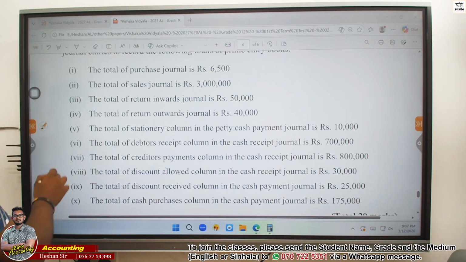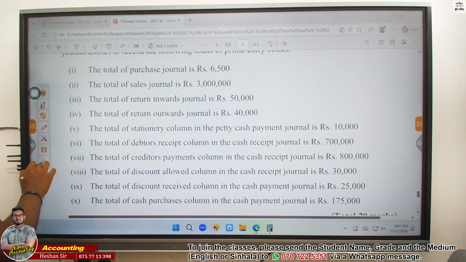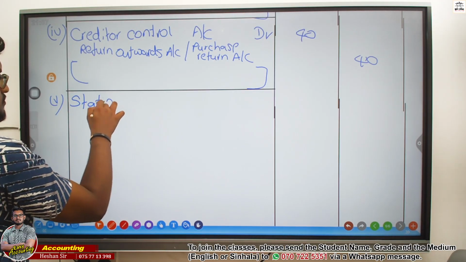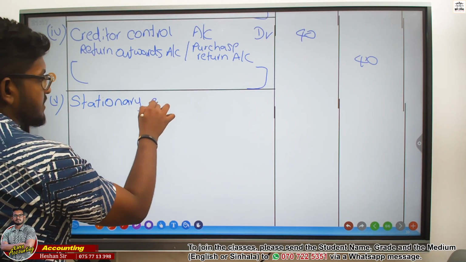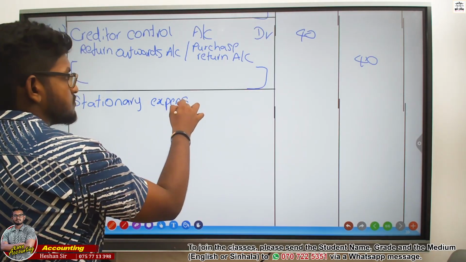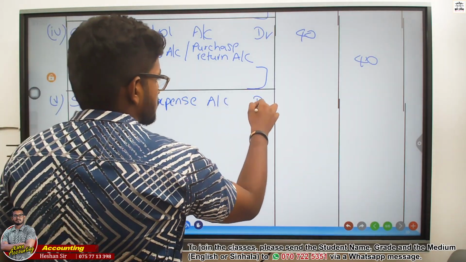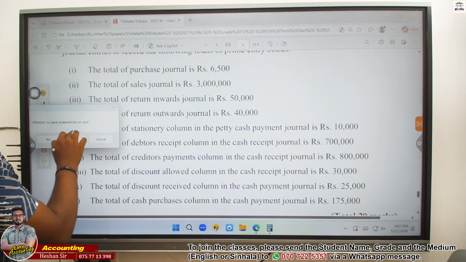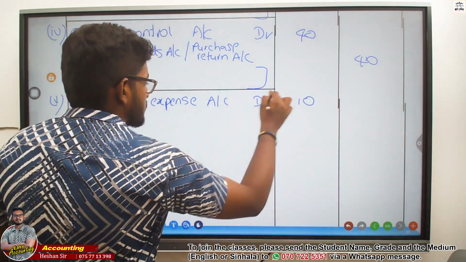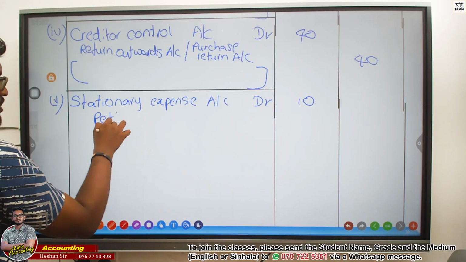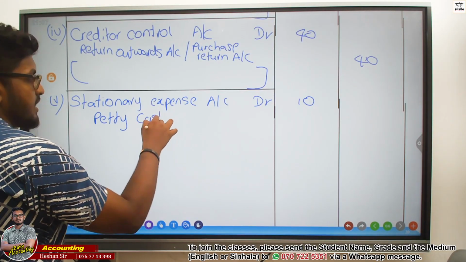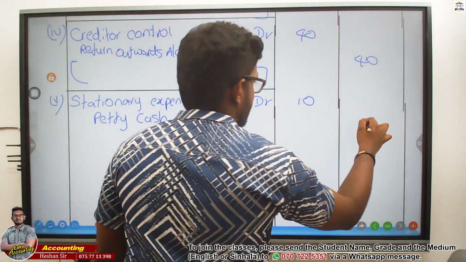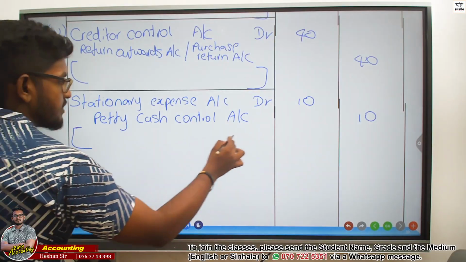Stationery expense account debit. How much? 10. Petty cash control account credit 10. You can write the narration.